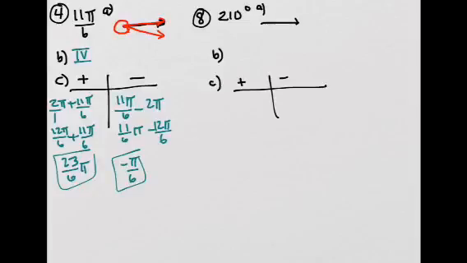Alright, so 210 is another special angle. We're going to draw it first, so here's a 0. And so 210 is approximately right here. So it goes like that. And this would be in quadrant 3. And to get another positive angle, we take 210 and add 360. So that gives us 570.